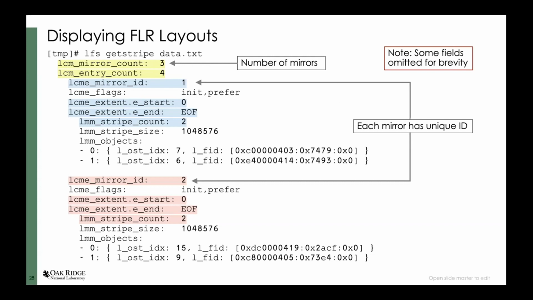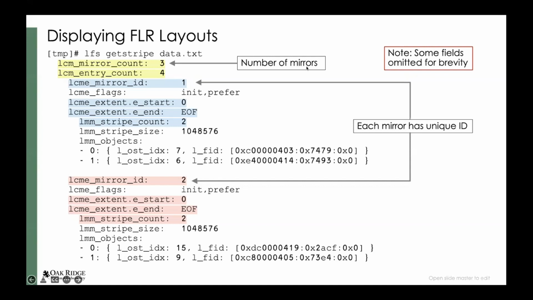Now, displaying FLR layouts, this does use a standard lfs getstripe command. In this example here, I'll illustrate some of the fields that you would expect to see in that output. In yellow, you'll notice the overall fields where it will list the mirror count. For the previous example, there were 3 mirrors defined, so it's set to 3. The LCM entry count is 4, and that's because the first 2 mirrors were normal layouts, so they only had that one component, and the last one was a PFL layout that had 2 components. So from Lustre's point of view, there's 4 total components as part of this file.